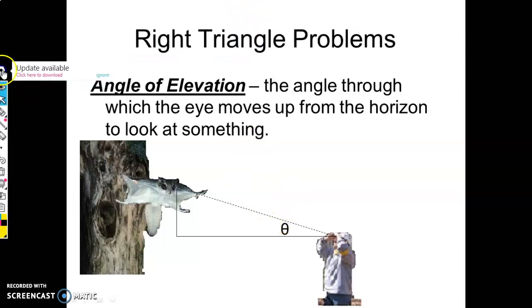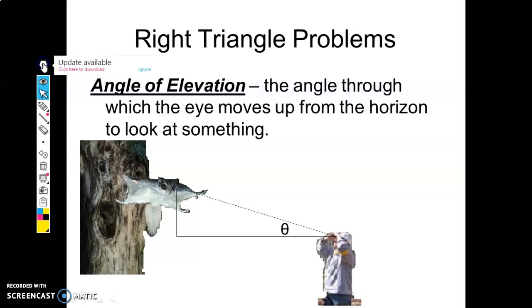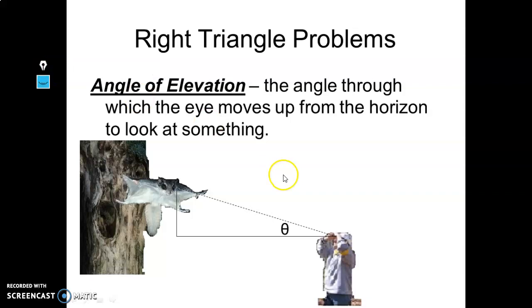Angle of elevation, where you're looking up at an item. Okay. There's my pen tools there. Sorry about that. So you're looking up at an item and you have an angle theta. Okay, and remember, you have to have right triangles to do these trig functions.